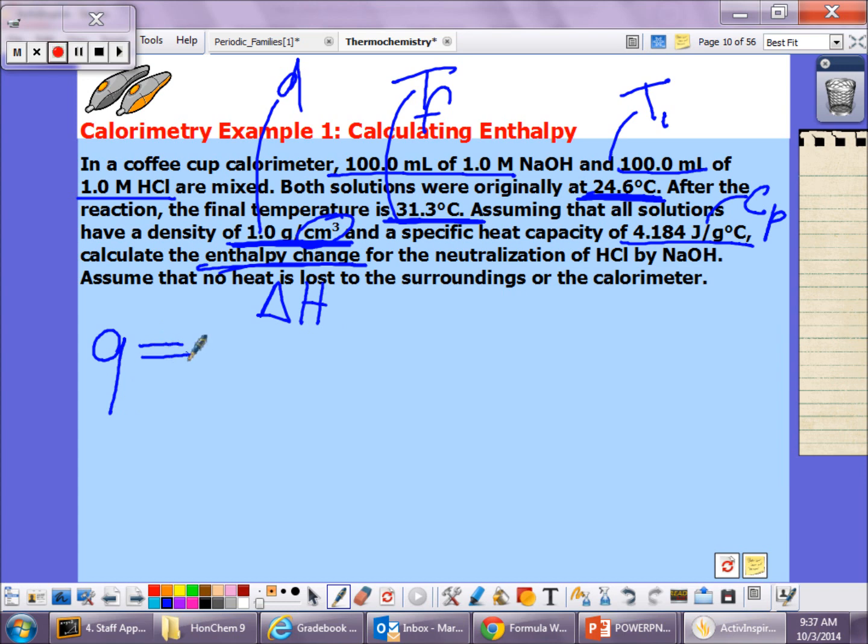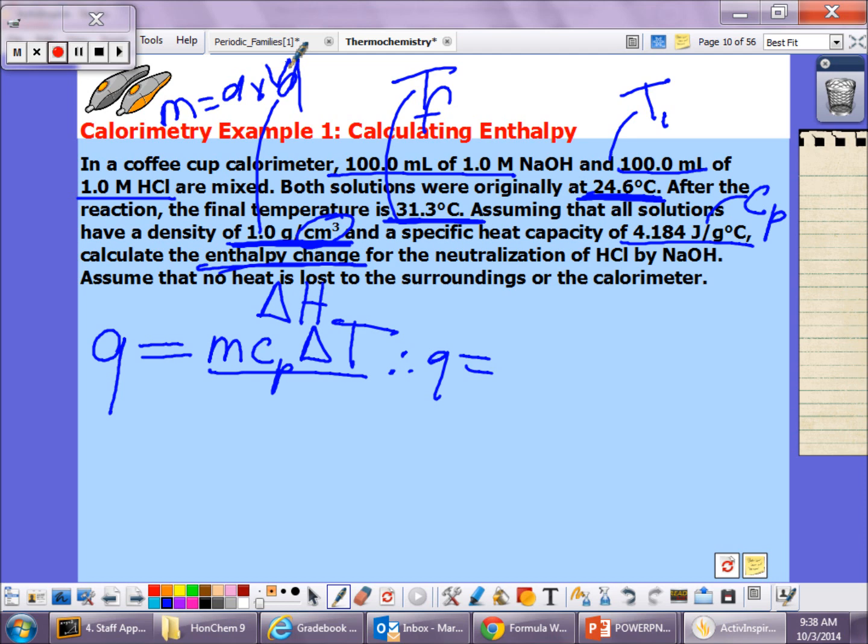Q, lowercase q for heat, equal what we call in AP or in college, MCAT. MCAT, mass times specific heat times change in temperature. Okay, MCAT. So therefore, Q equal, what is the mass of that solution? It is 100 ml NaOH, 100 ml HCl, gives you 200 ml solution. And then because the density is 1 gram per milliliter, mass equal density times volume. Our volume is 200 ml, our density is 1, therefore the mass is 200 grams. Mass is 200 grams. It is grams, because 1 milliliter is the same thing as gram for water with a density of 1 gram per milliliter.